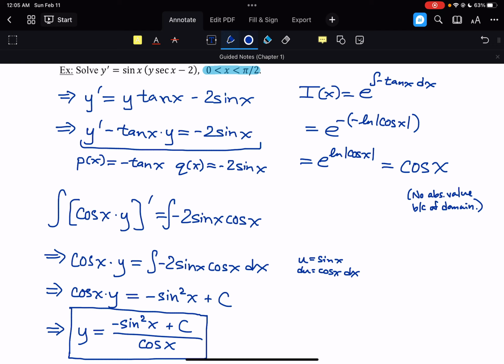But that brings us to the end of section 1.6 and our introduction to the concept of first-order linear differential equations.